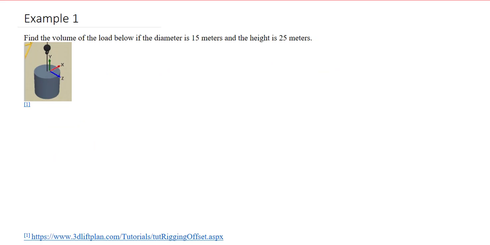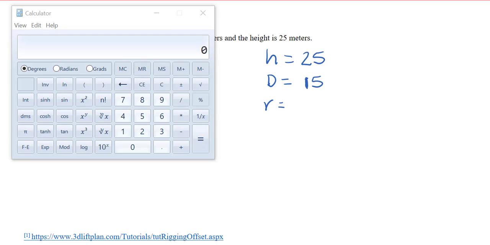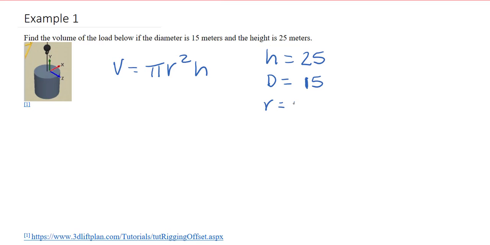Now, example 1. We're going to find the volume of the cylinder below if the diameter is 15 meters and the height is 25 meters. So let's go ahead and look at that. So volume is pi r squared times h. So we know h is equal to 25. You know the diameter is 15. So what's the radius? Well, the radius would be 15 divided by 2. So we get 7.5.